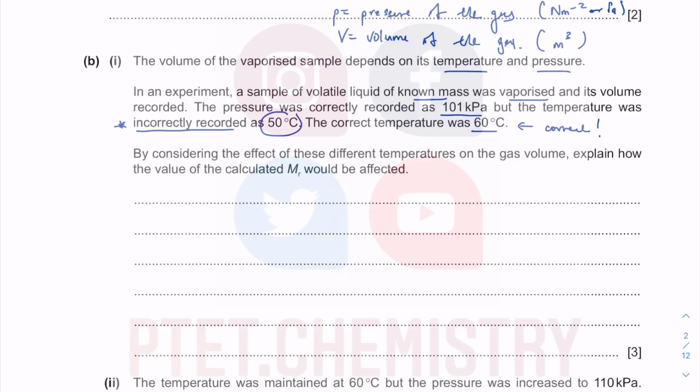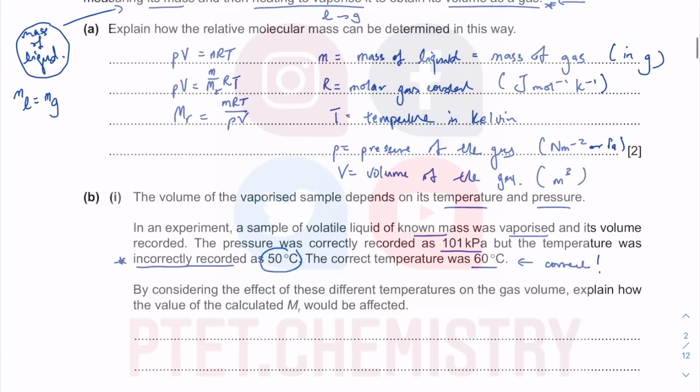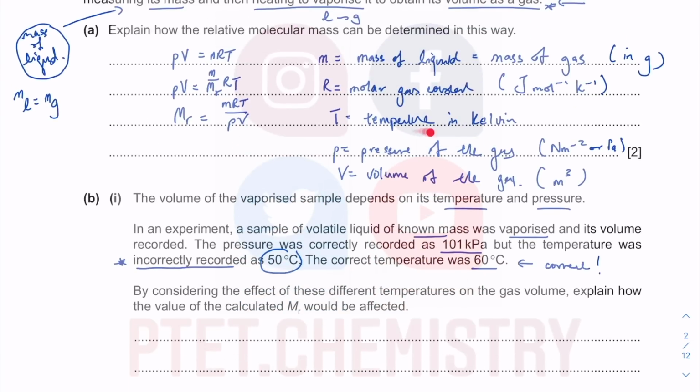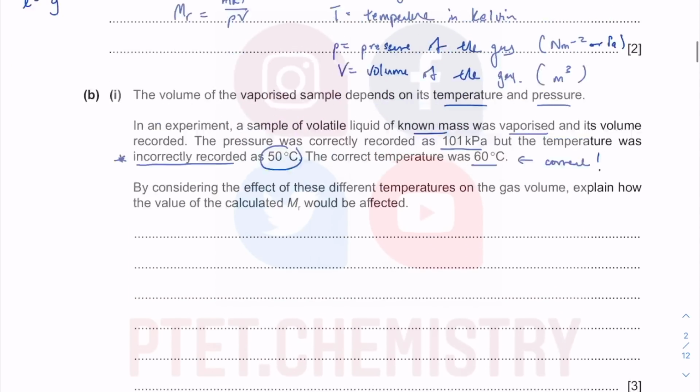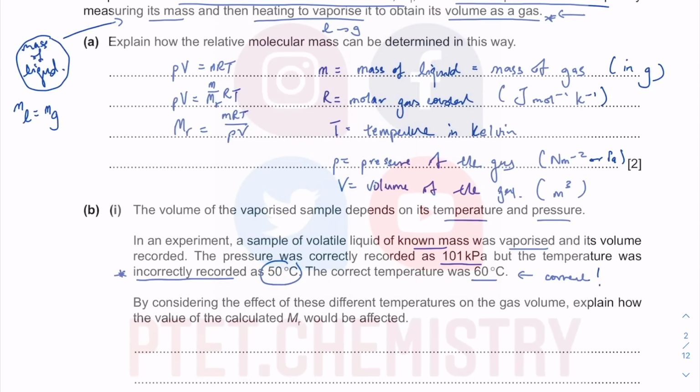Bear in mind that despite them giving you the data in degrees Celsius, because of what we know from the ideal gas equation, the temperature is in Kelvin. That's why it's important to bear in mind what is what. So if T is in Kelvin and these are in degrees Celsius, you do not just use degrees Celsius straight into the ideal gas equation, you have to convert them to Kelvin.